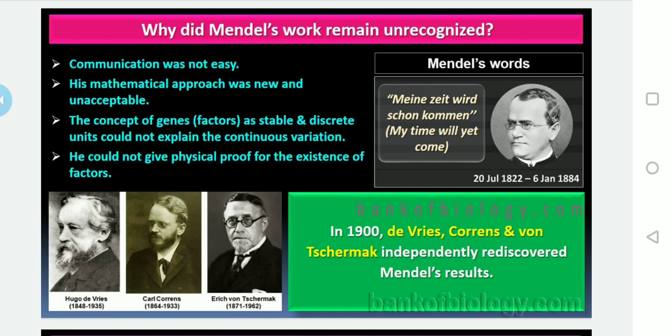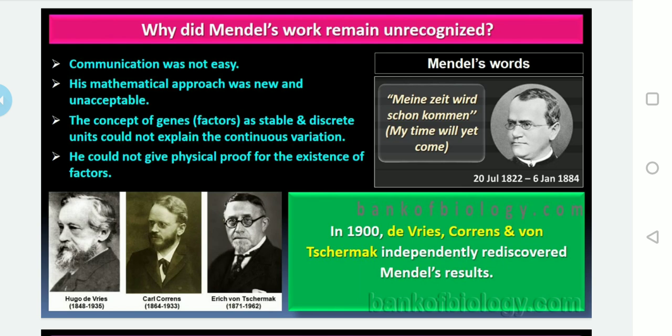See, on the right side, we have given a few important works of Mendel. While he was conducting the experiments, he knew that his time would come. That means he said, "My time will yet come." Okay, the reasons why. See, communication was not easy in those days, and his work could not be widely publicized. So that is one of the reasons why Mendel's work remained unrecognized.